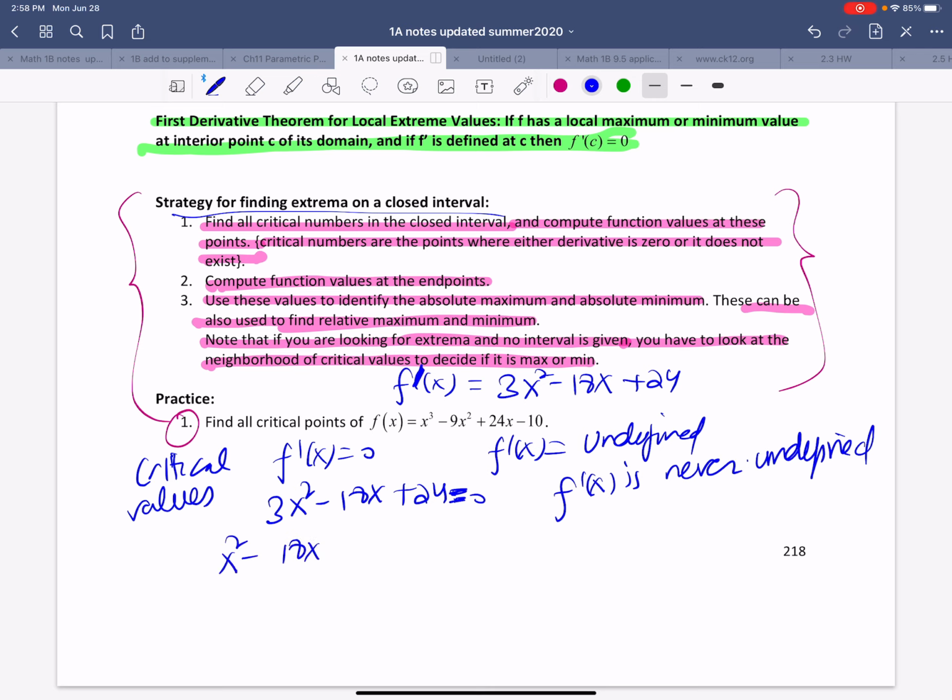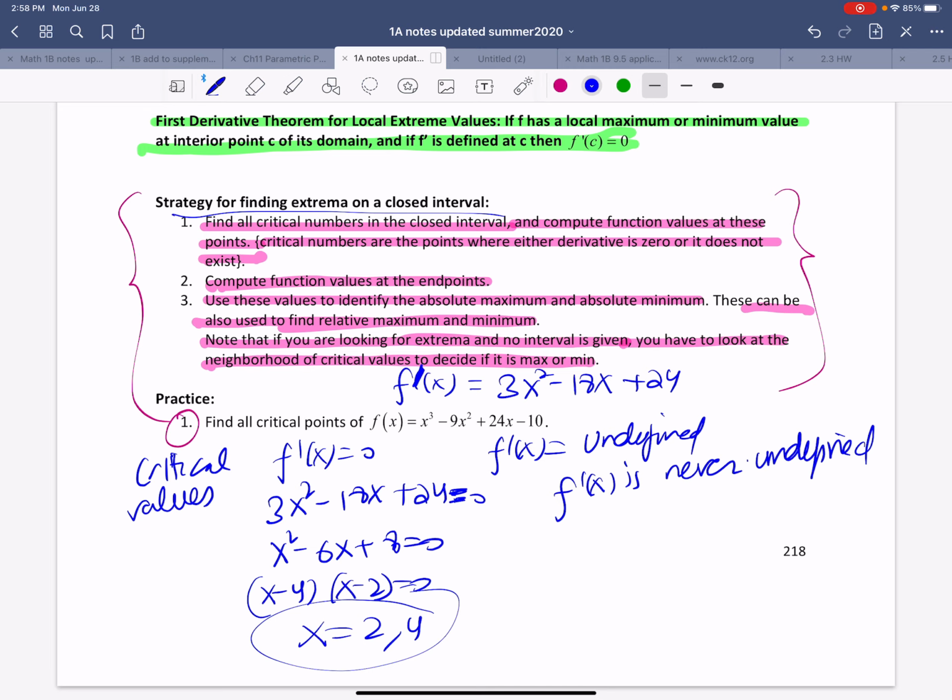To make my life easy, I'm going to divide everything by 3. My new equation is x squared minus 6x plus 8 equal to 0, so x minus 4, x minus 2 equal to 0, x equals 2 and 4. So these are my critical points, 2 and 4. That means if this graph has any max and mins, they can only occur at x equals 2 or x equals 4. And the max and mins are actually the y values. So the absolute max, local max, absolute min, local min are the y values, but they occur at these x values, which we call critical points.